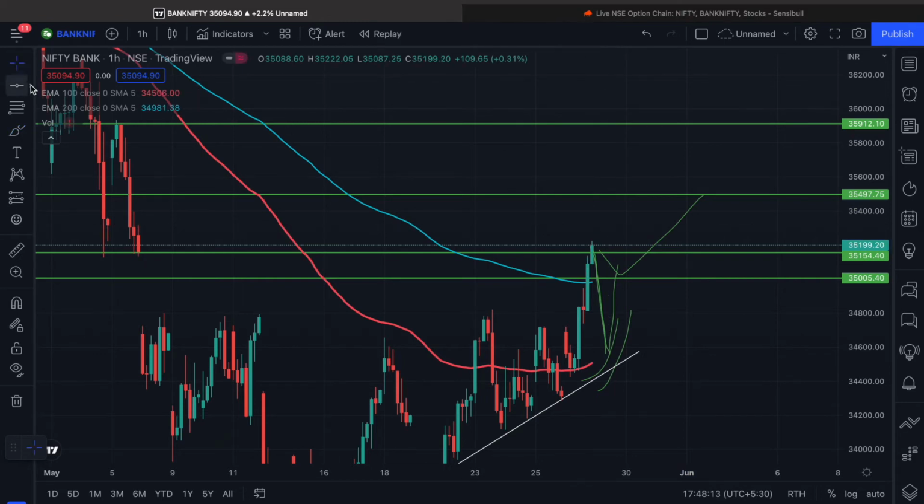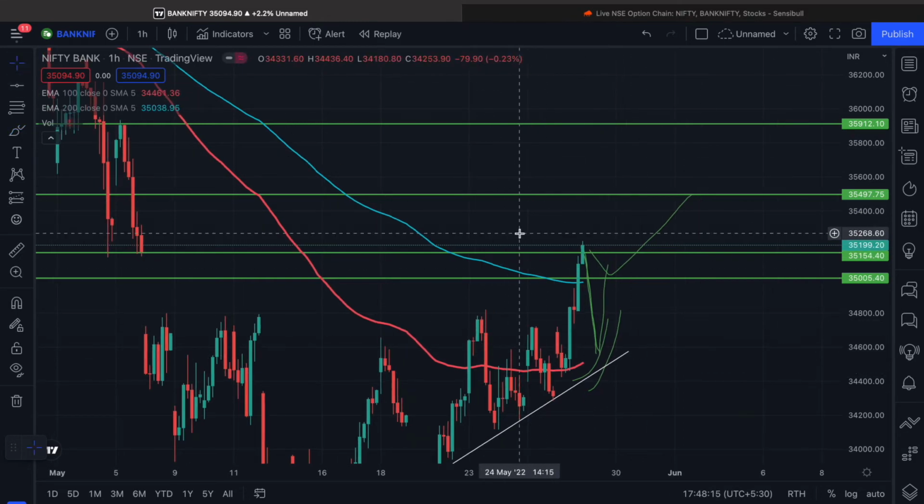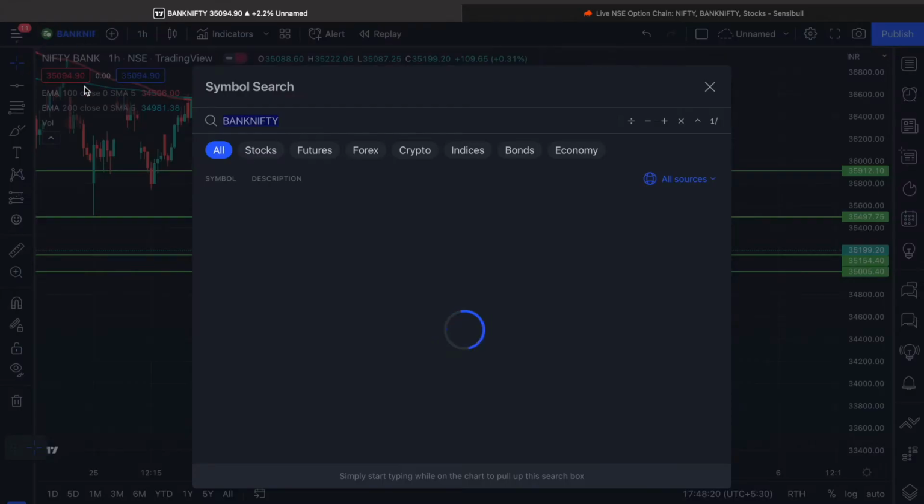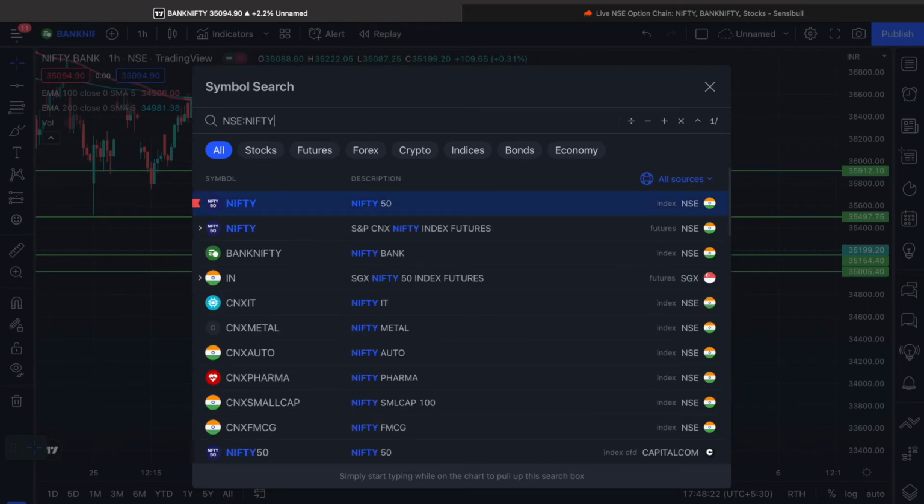That's how price works, isn't it? So we can't really expect a one-sided move from here. So that was the analysis for bank nifty. Of course, that is looking really great. Let's head over to nifty once again.